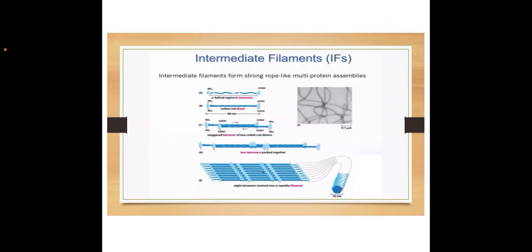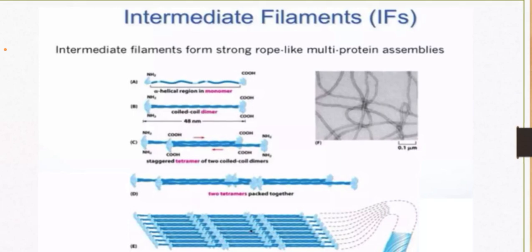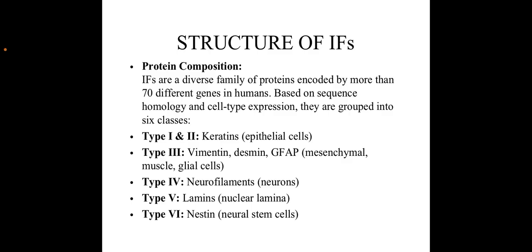So next are the intermediate filaments. They form strong rope-like protein assemblies. If we talk about the structure, on one end is the amino group, and on the other end is the carboxyl group, and they form a rope-like structure, one twist upon the other, and they form intermediate filaments.